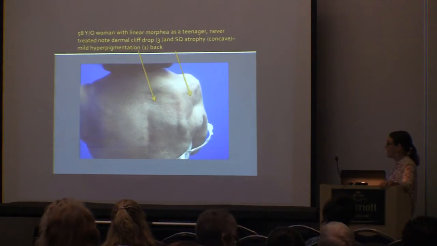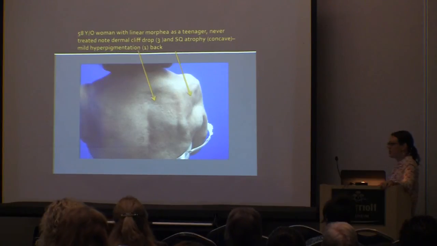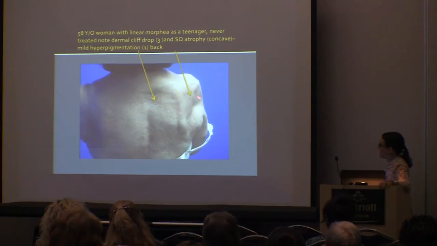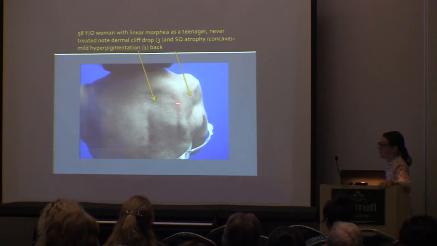This is a patient of mine who's in her 50s, and she actually had morphea as a child and teenager. And you can see here that this is a linear lesion of the trunk, and she has the hyperpigmentation that's faded a lot over time. She's lost the excessive collagen, so her skin is quite soft. But she has lost dermal tissue, so there's what we call a clip drop or a little bit of atrophy here, and she's lost some of the subcutaneous tissue of her shoulder.